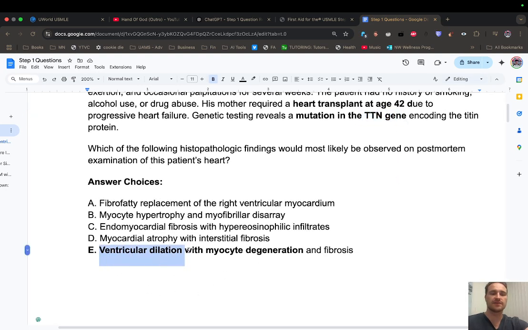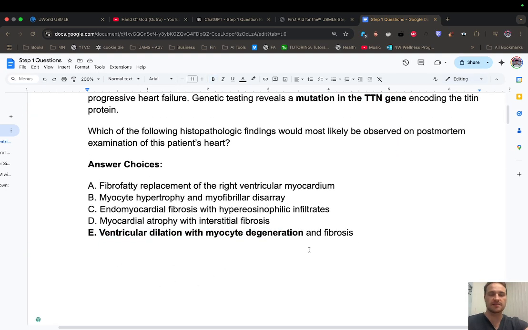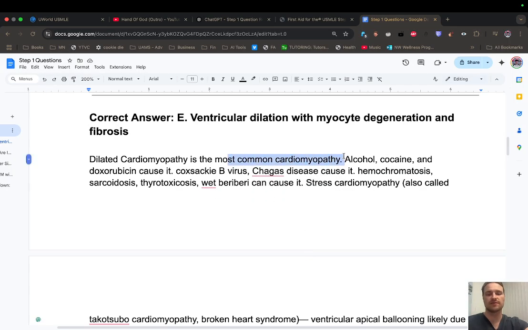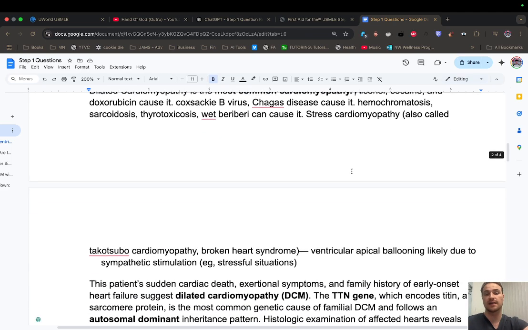So the correct answer is ventricular dilation with myocyte degeneration. This is dilated cardiomyopathy because of the TTN gene, the most common type of cardiomyopathy. Alcohol, cocaine, and doxorubicin can cause this. Coxsackie and Chagas virus can also cause this. It's associated with hemochromatosis, sarcoidosis, thyrotoxicosis, and wet beriberi. Basically, anything that damages the heart can cause that dilation.